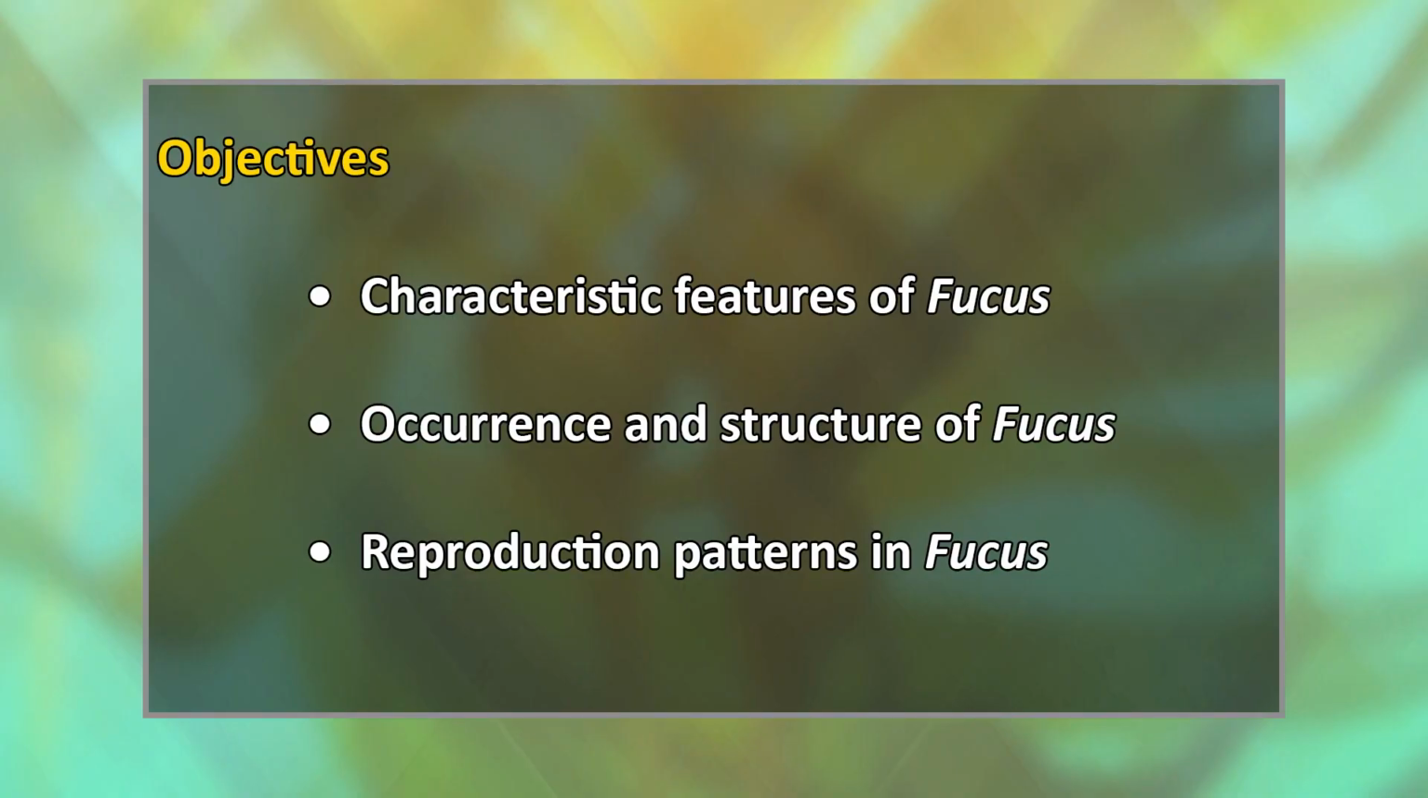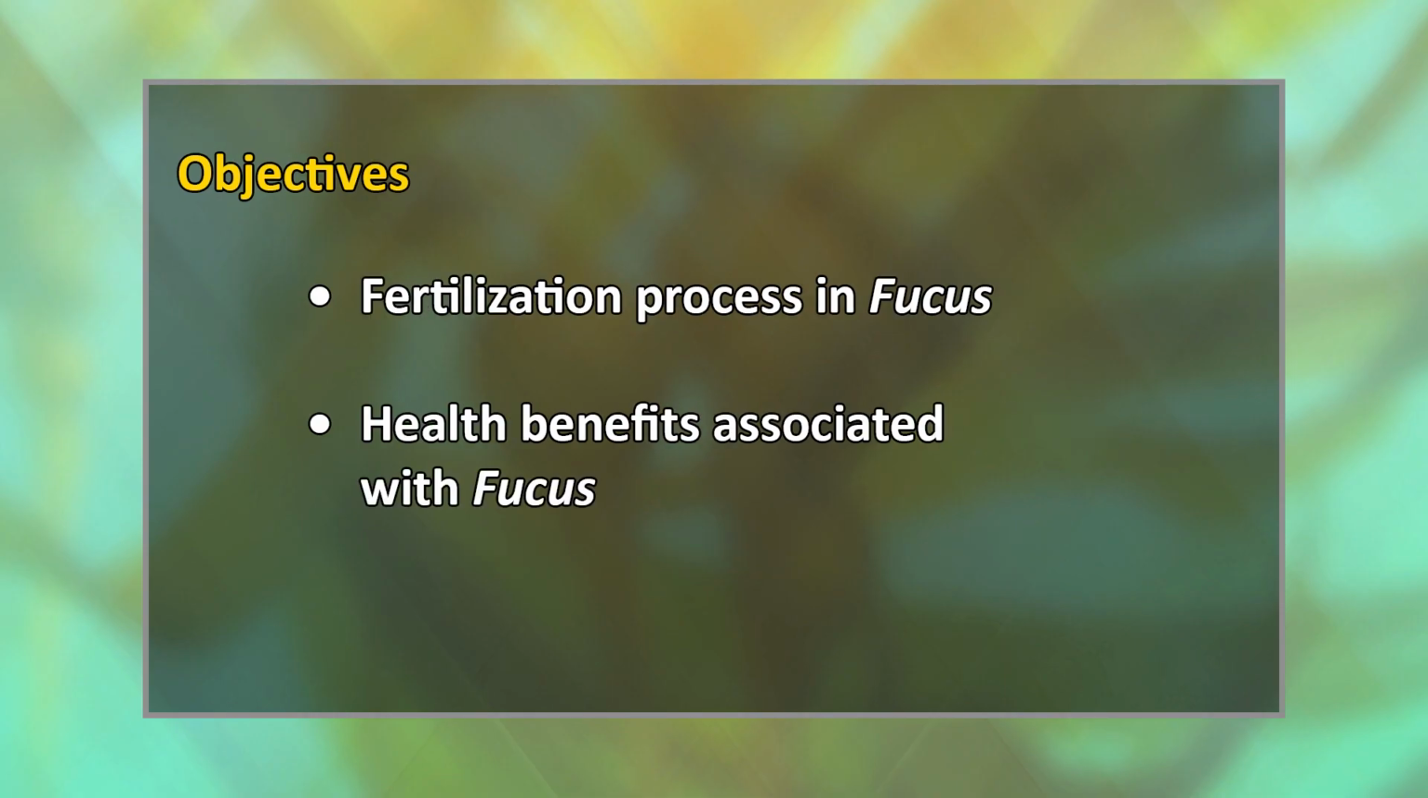Today we shall talk about Fucus. The main objectives of today's deliberation are: number 1, to know about the characteristic features of Fucus. Number 2, to know its occurrence and structure. Number 3, to understand its reproduction patterns. Number 4, to learn about its fertilization process. And finally, to know about the health benefits associated with Fucus.